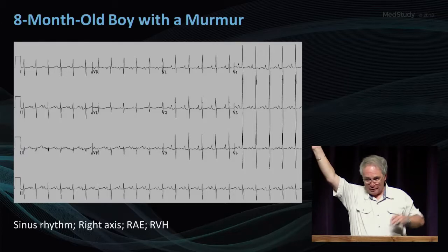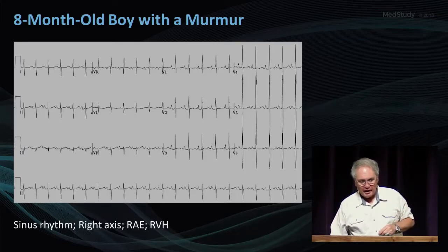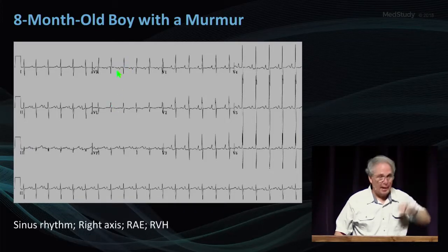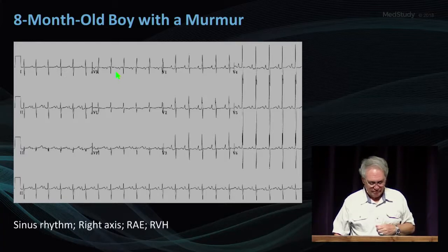It's either to the right or to the left. In this case, looking at the right lead, AVR, that's this one, remember, the right arm lead? It's a little more positive than AVF. This is a right axis deviation, okay?